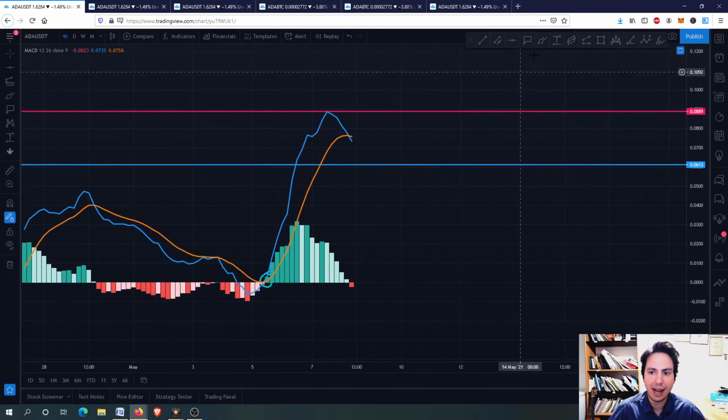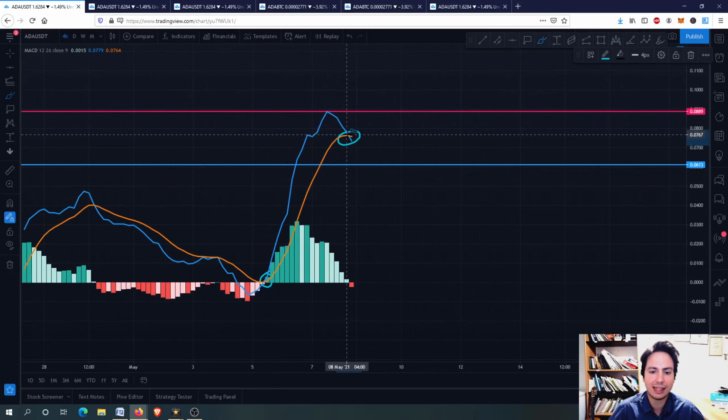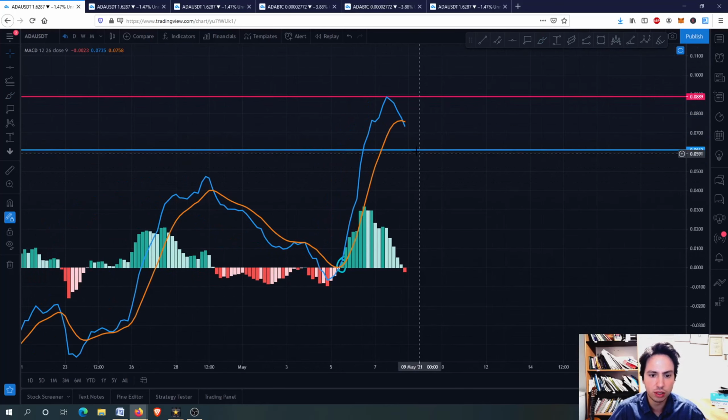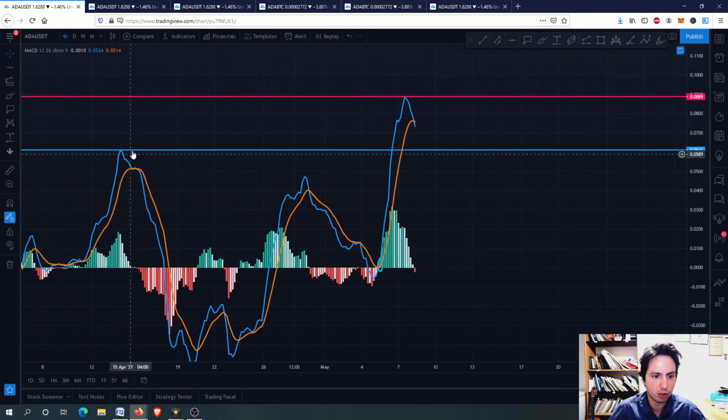Right now, the MACD on the 4-hour frame, as you can see, we had this cross on the blue line and the signal line. We might as well have more of a retracement, but what I actually want from MACD is to hold this position here, this support level, which was previously a resistance level back on 14th April.